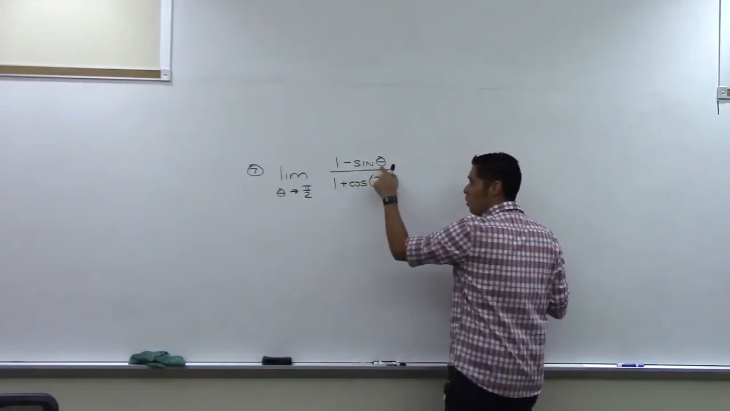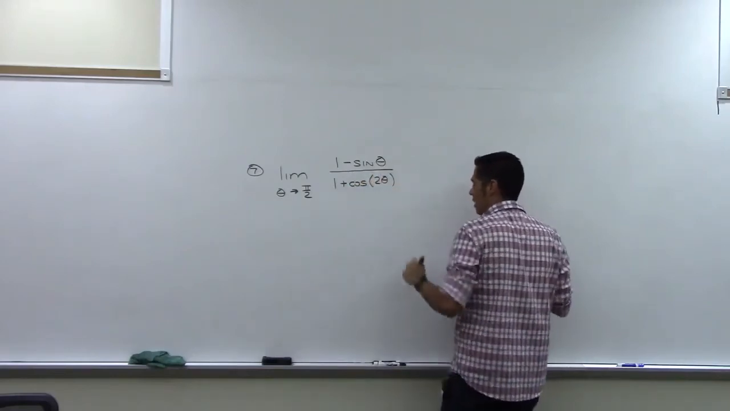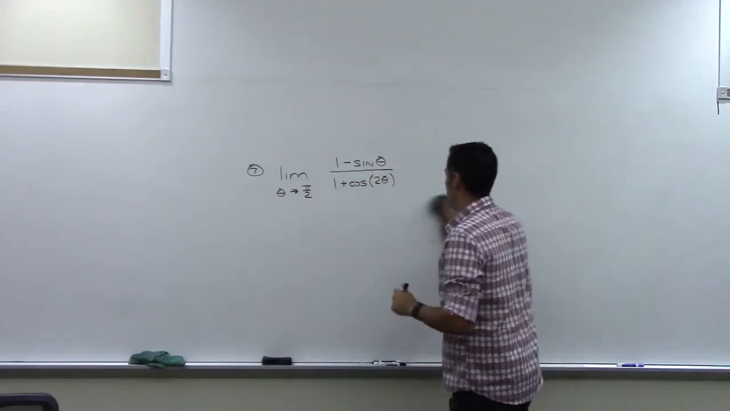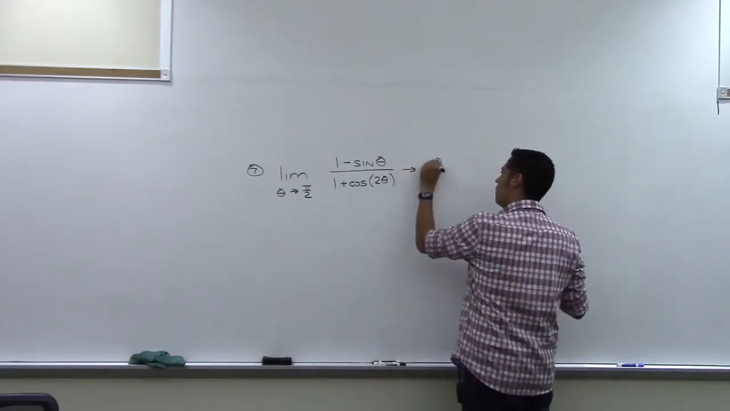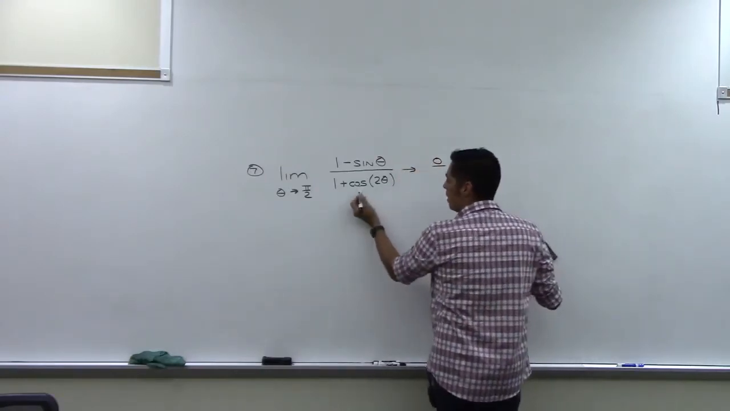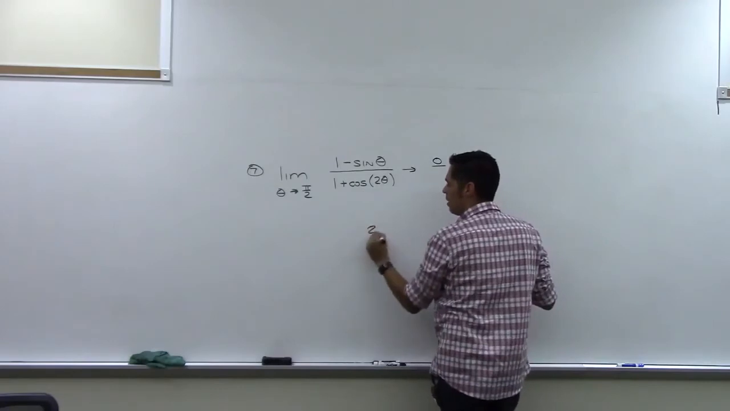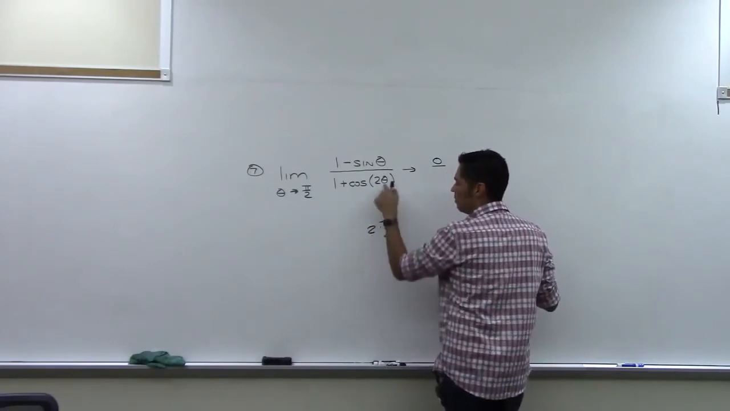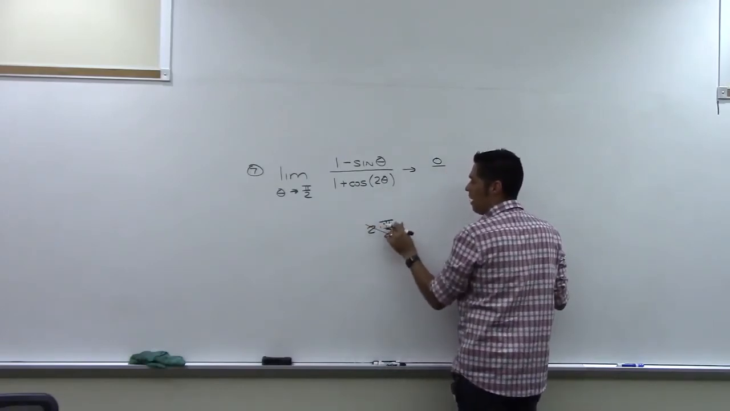Sine of pi over 2, that's 1. We just did that on the unit circle a second ago. So we get 1 minus 1 on top. That's headed towards 0. Let's see. 2 times pi over 2 goes here. The 2's cancel. That's just pi.